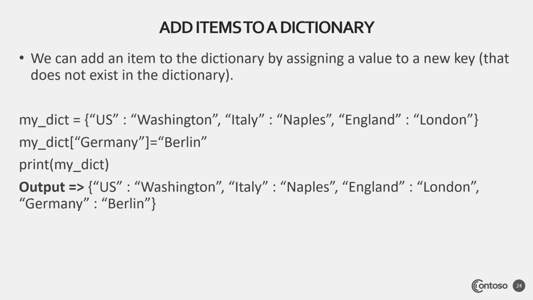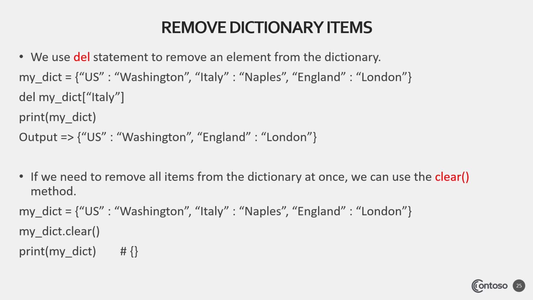This is how we change items in a dictionary. To add items to a dictionary, we assign a value to a new key that does not exist in the dictionary. US, Italy, and England are keys which already exist, so we use another key, Germany, and assign the value Berlin. This key value pair is added to the end of the dictionary, and when we print, this is how the dictionary appears.